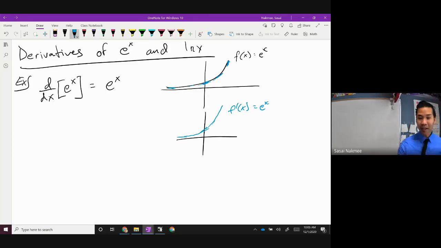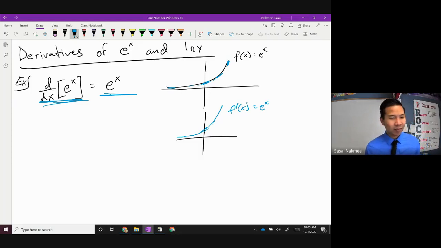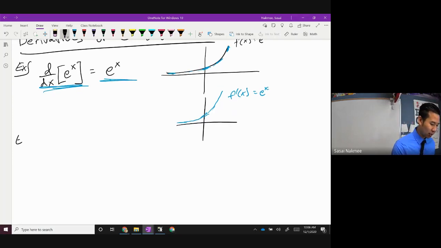But yeah, let's actually do a problem here. I know some of you guys are wondering, how do you actually do this problem if the derivative of e to the x is just e to the x? Well, remember we learned chain rule in this chapter, and e to the x can have the chain rule applied to it. So let's do a couple problems, and then I'll show you how this works out.